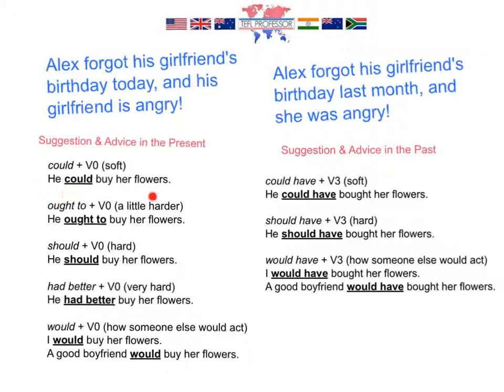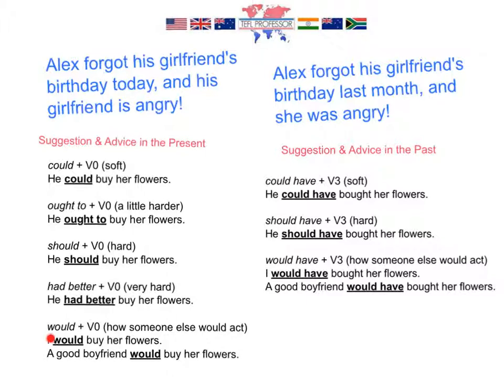He could buy her flowers. He ought to buy her flowers. He should buy her flowers. He had better buy her flowers. So all of these are very similar. It's just a question of how hard the advice is, how strong the advice is. Could is very soft, ought to a little harder, should pretty hard, and had better is very hard. It means that's the strongest piece of advice that you can give.